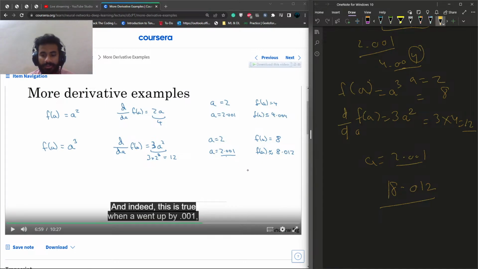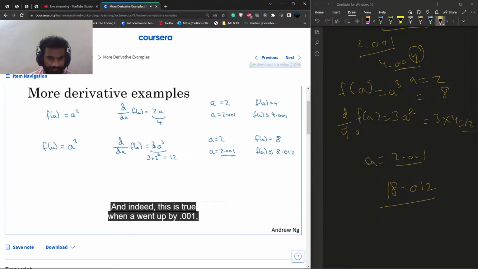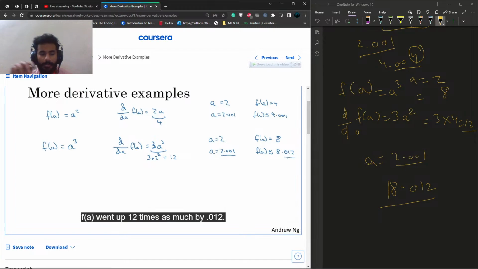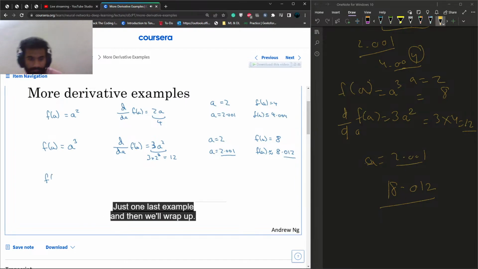True, when a went up by 0.001, f of a went up 12 times as much, by 0.012. Just one last example, and then we'll wrap up. Let's say the f of a is equal to the log function, right?